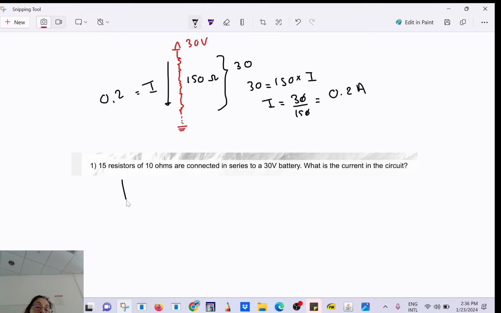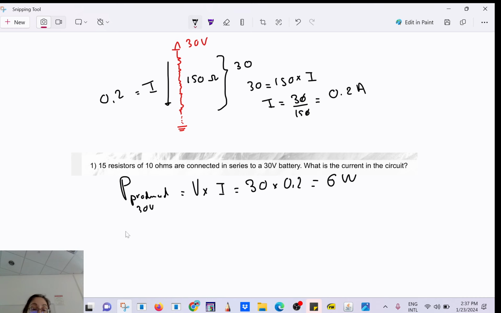What's going to be the power produced? Make sure you understand that. Produced by the power supply. It's going to be V times I for the power supply. So it's going to be 30 times 0.2, right? Which is 6 watt. Do you agree with that?